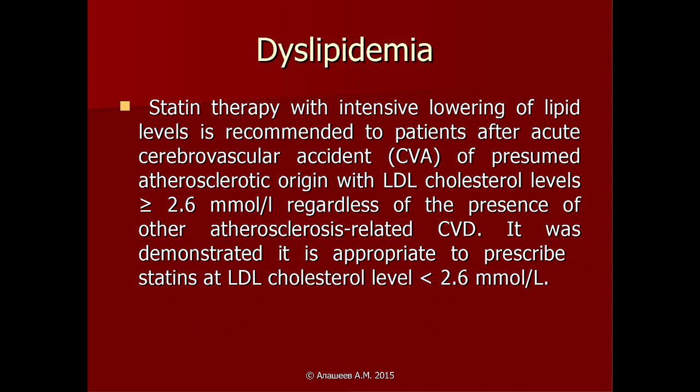Dyslipidemia. For high cholesterol, statin therapy with intensive lowering of lipid levels is recommended to patients after acute cerebrovascular accident of presumed atherosclerotic origin with low-density cholesterol level more than 2.6, regardless of the presence of other atherosclerosis-related portions. It was demonstrated it is appropriate to prescribe statins at low-density cholesterol level less than 2.6 millimoles per liter.